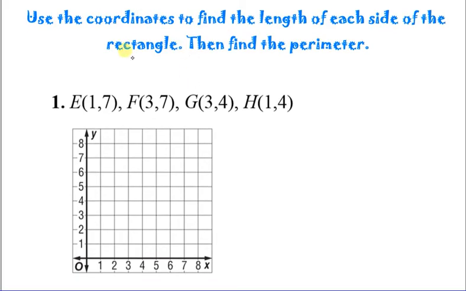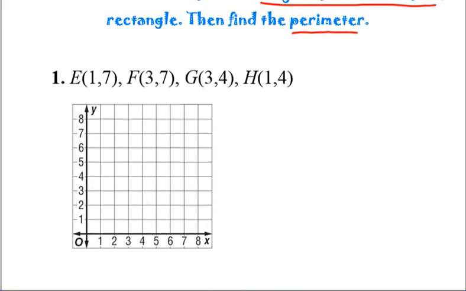So for the first problem, it says use the coordinates to find the length of each side of the rectangle, then find the perimeter. Okay, so excuse me, I'm sick. What it's asking you to do is to plot these points on the coordinate plane, and then we're going to find the length of each side and add them all up in order to find the perimeter.